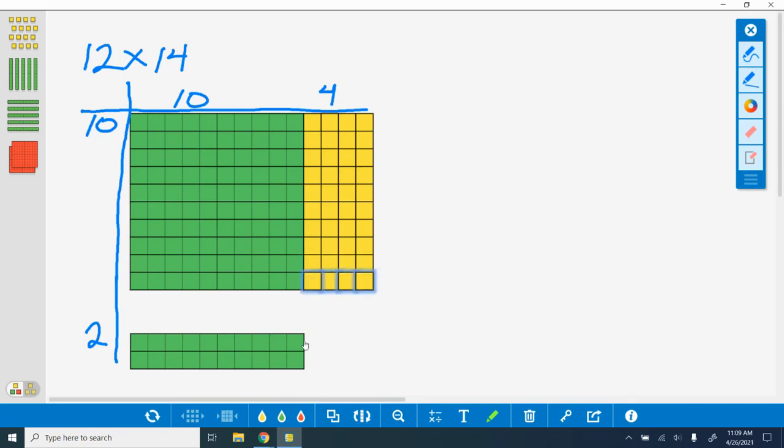And I also need 2 groups of 4. All right, so let's look at what we have here. So we have a 10 times 10, 10 by 10, and we have a 10 by 4, 10 times 4. And then here we have a 2 by 10 and a 2 by 4. And I'm actually going to go ahead now and move this up.